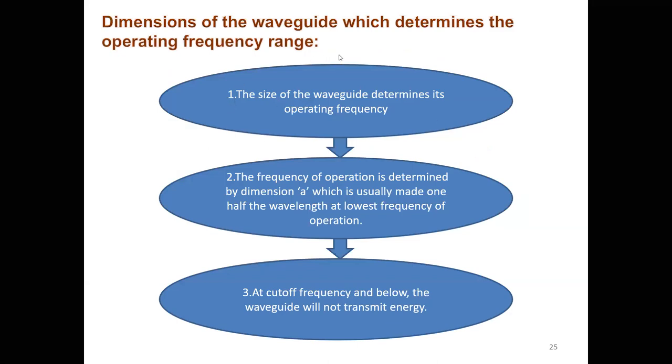So the dimension determines the operating frequency range. The size of the waveguide determines its operating frequency. The frequency of operation is determined by dimension A, which is usually made half the wavelength at the lowest frequency of operation. So A is equal to lambda by 2. At cutoff frequency and below, the waveguide will not transmit energy. So remember this: at cutoff frequency and below, the waveguide will not transmit energy, that is, at frequencies lower than cutoff.